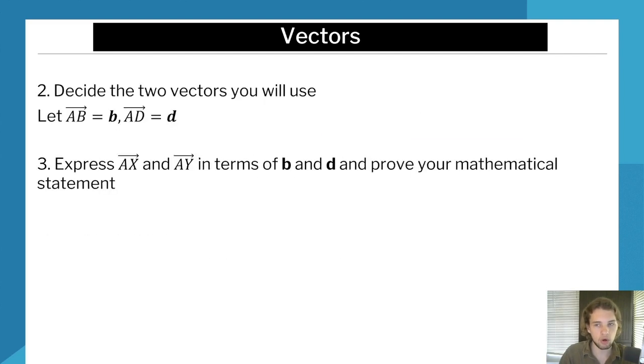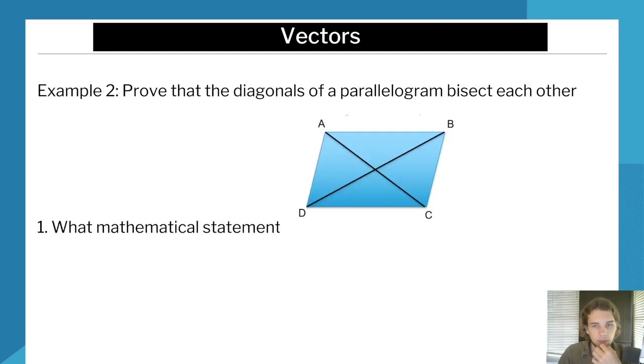So we'll look at a more complicated proof here. Prove that the diagonals of a parallelogram bisect each other. So let's think about what a parallelogram has. We know that these opposite sides are of the same length, and we know these opposite sides are also parallel. And now we want to prove that the diagonals of the parallelogram bisect each other. So what is the mathematical statement that we want to actually prove?